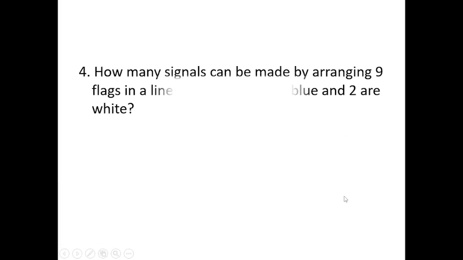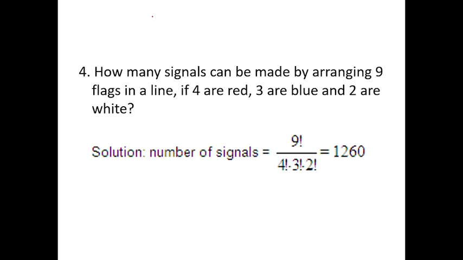Okay. So number 4. How many signals can be made by arranging 9 flags in a line? If 4 are red, 3 are blue, and 2 are white. Okay. So 9 flags in a line. So meron kang 4 are red flag na 4, blue flag na 3, and 2 are white. Okay. So all in all, 9.